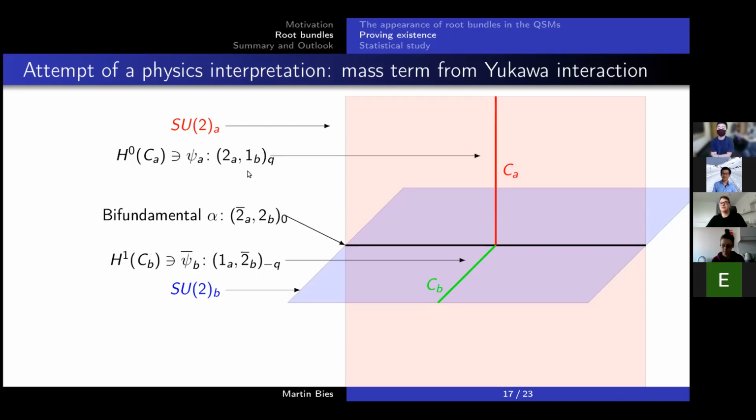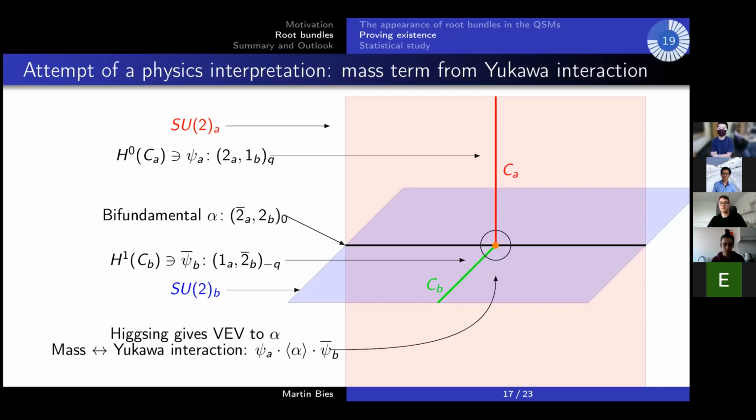And now looking at these 3 fields, you notice that I actually can combine those into a Yukawa interaction, giving a VEV to alpha would then generate a mass term for the pair psi A, psi B bar.